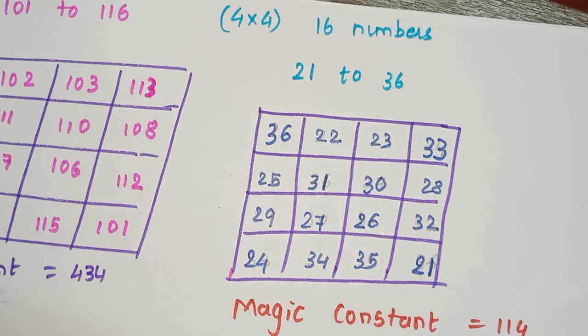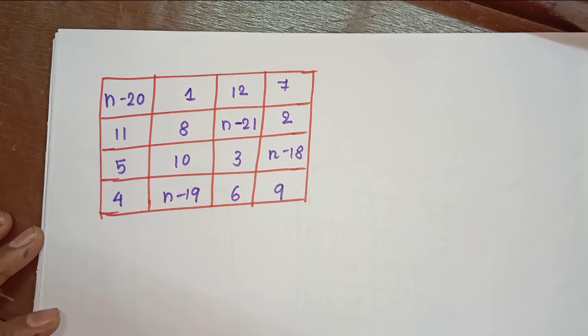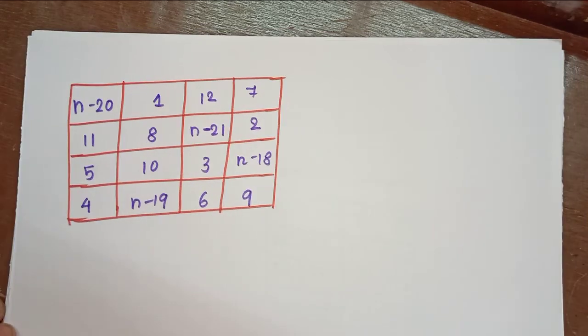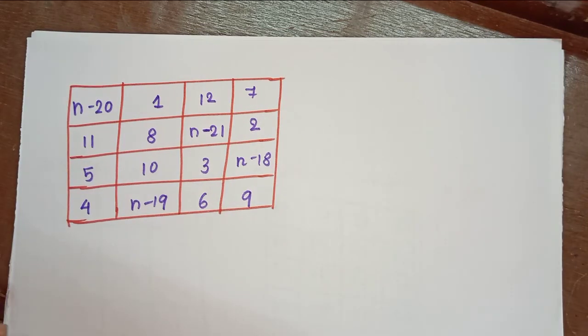And another trick is there which I will show you, but that is the general formula, which is true for any type of magic square. Let us see that trick now. Now what I have written is the general format for making a 4x4 magic square as per the Ramanujan constant. Now what is this here?